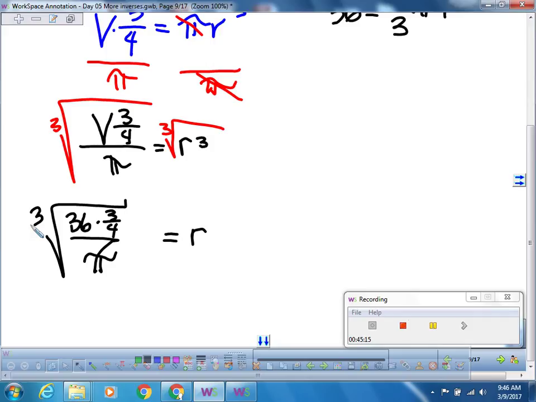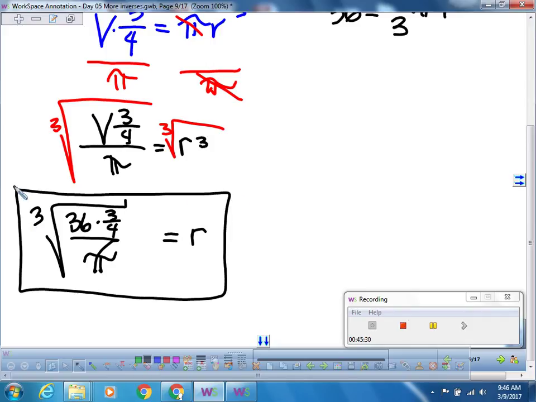Yep, it'll be on School Loop. This is the answer to solving for r. Then I asked you what's the radius if the volume's 36. So I substituted in 36. I would put 36 in the calculator, multiply it by 3/4, divide by pi, and then take the cube root, and you'll have an answer.